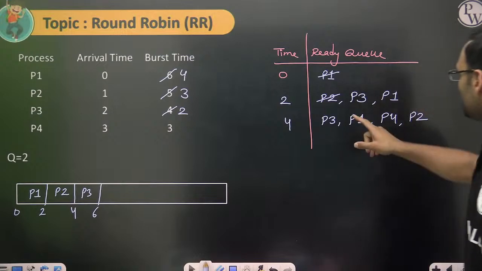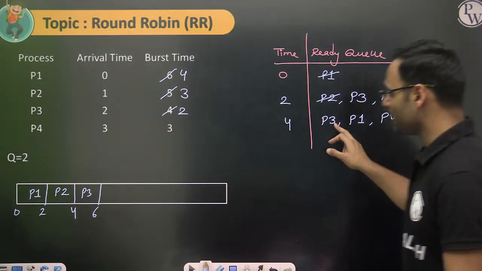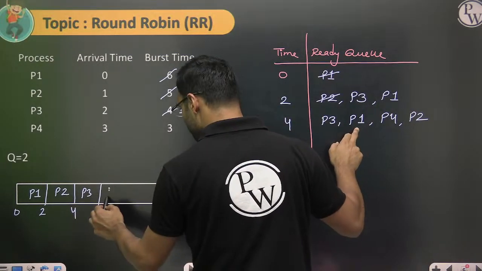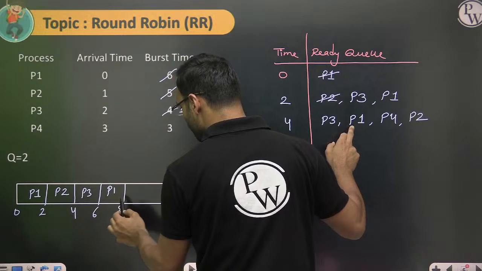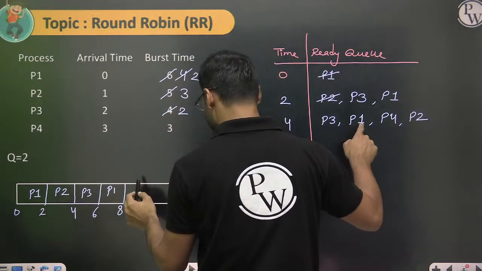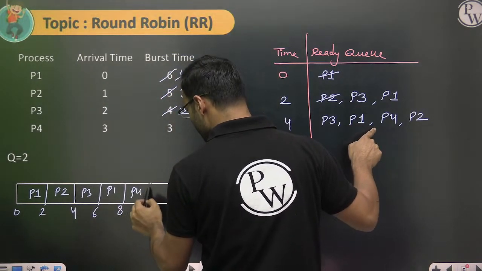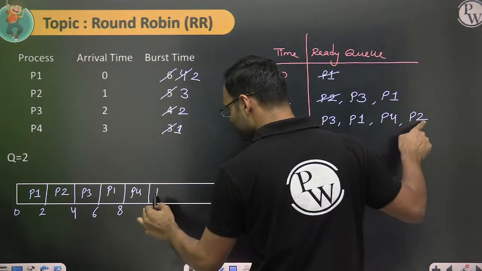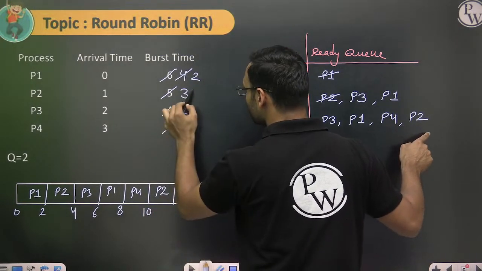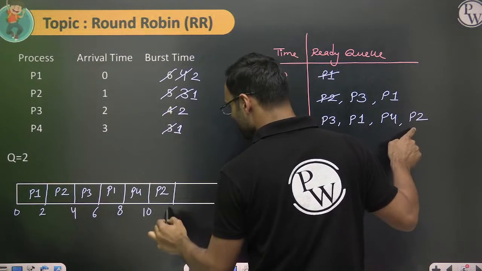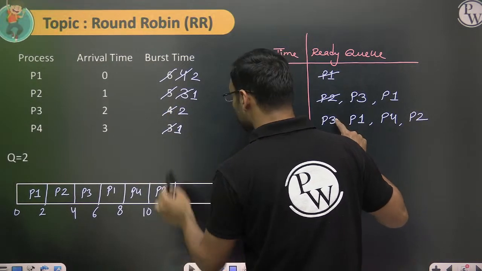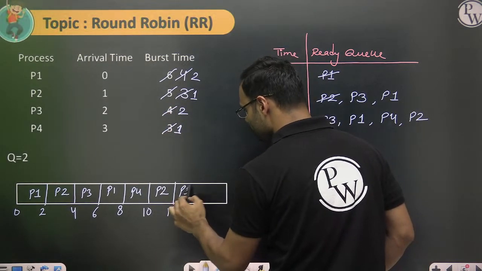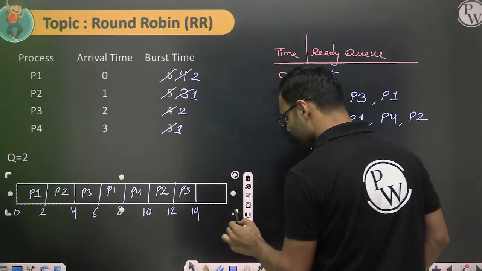So let's run these processes in this sequence. First P3 runs, done. Then P1. P1 again runs for 2 time units, remaining is 2. Then P4 runs 2 time units up to 10, remaining is just 1. Then P2 runs 2 time units, remaining is 1, up to 12. Then P3 runs 2 time units up to 14.